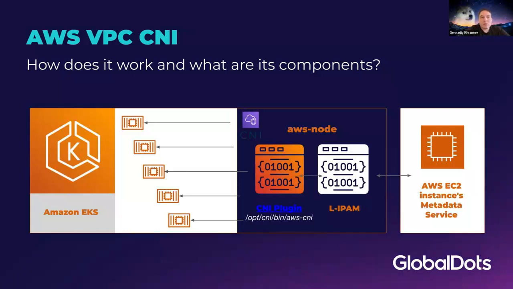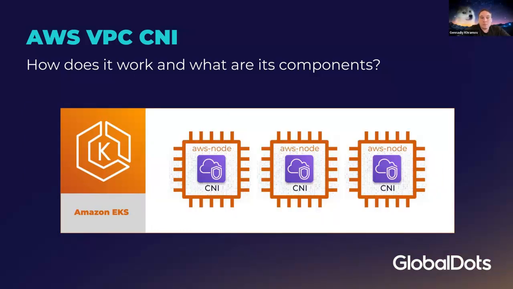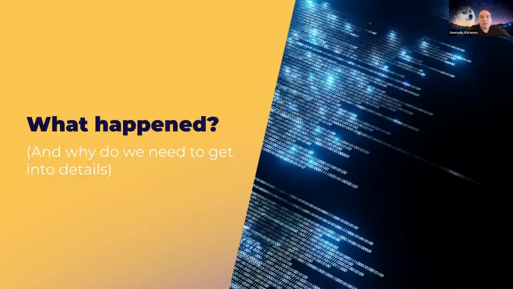The CNI binary calls the IPAM daemon using the gRPC protocol, asking for an IP for the new pod. If there are no available IPs in cache, it will return an error. So the Amazon VPC plugin for Kubernetes is deployed on each EC2 node as a daemon set and its name is AWS node. So what happened and why did we decide to go into details about this plugin?